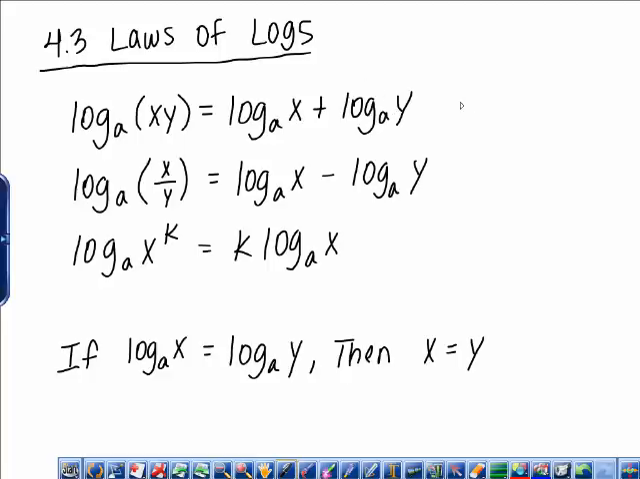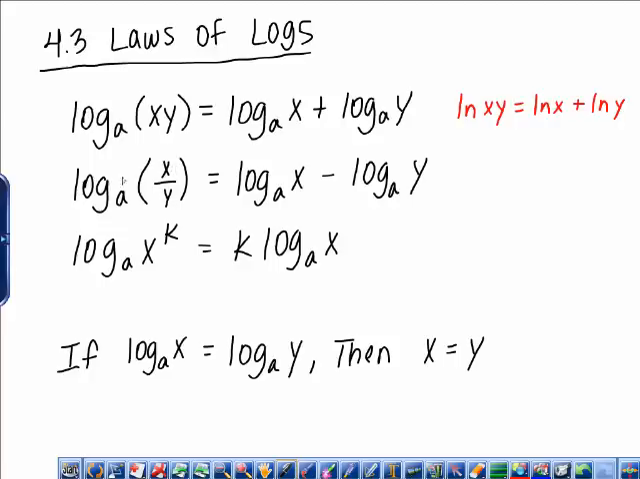Again, this is the exact same rule as saying natural log of xy is equal to natural log of x plus natural log of y. Okay? The log of the product equals the sum of the logs. All right? Very similarly, just like with exponential rules, you have this correlation between adding and multiplying. You have it with logs as well.